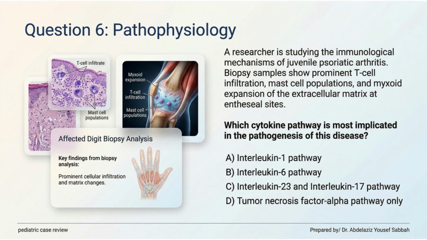Case 6. A researcher is studying the immunological mechanisms of juvenile psoriatic arthritis. Biopsy samples show prominent T-cell infiltration, mast cell populations, and myxoid expansion of the extracellular matrix at enthesial sites. Which cytokine pathway is most implicated in the pathogenesis of this disease? Option A, interleukin-1 pathway. Option B, interleukin-6 pathway. Option C, interleukin-23 and interleukin-17 pathway. Option D, tumor necrosis factor alpha pathway only.